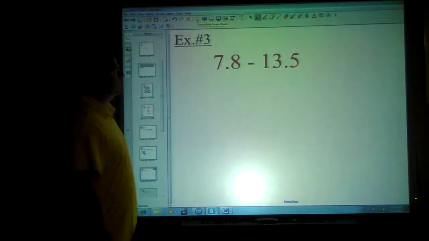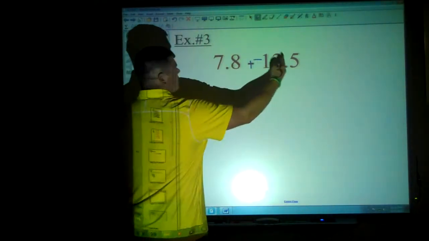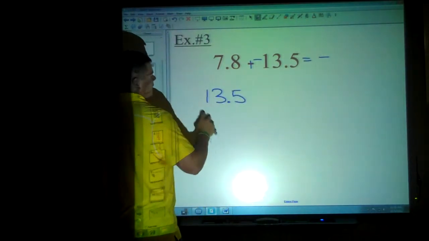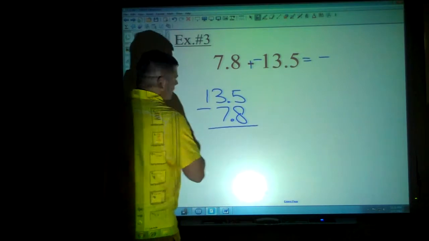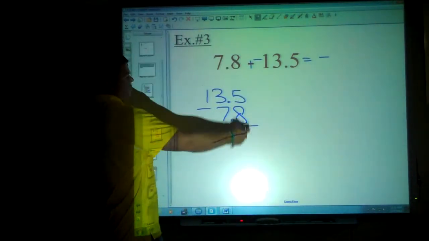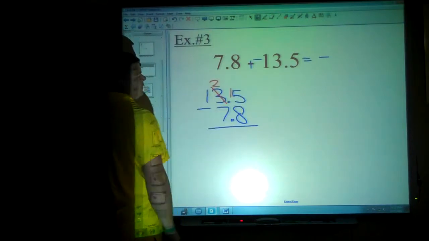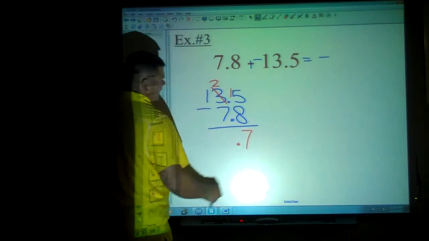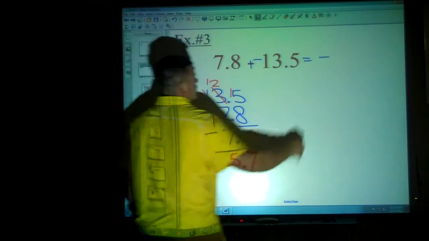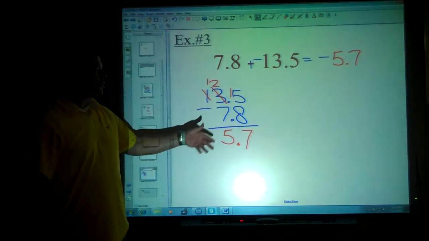Alright, 7.8 minus 13.5. Make the change. Plus negative. This time we have more negatives, so I know the answer is negative. Put what you have more of on top and subtract what you have less of. Again, be watchful of the up-down subtraction. Don't go 8 minus 5 is 3 and 13 minus 7 is 6. Happens all the time. Borrow. 15 minus 8 is 7. Decimal straight down. 2 minus 7? No. Make that a 12. 12 minus 7 is 5. So we have negative 5.7. The biggest mistake is people get 6.3 and then it's off.